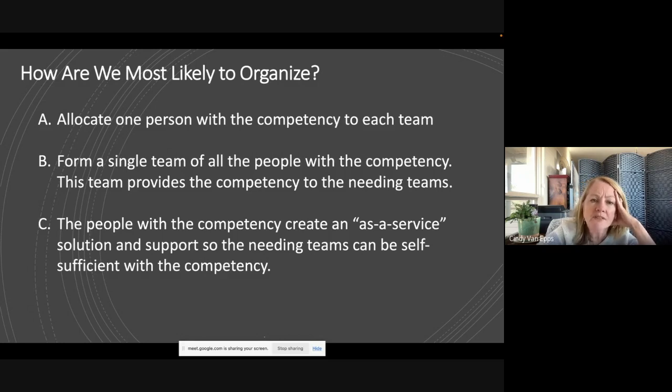Or do we have the people with that competency create an as-a-service, like information security as a service, server patching as a service, where for like 80% of what they would normally do with that competency, they teach people how to be self-service. And then they support that so that the needing teams can be self-sufficient. I would say it's a less common pattern, but boy, when you do the economics analysis in some situations, that's a really powerful answer. So which of these do we pick?